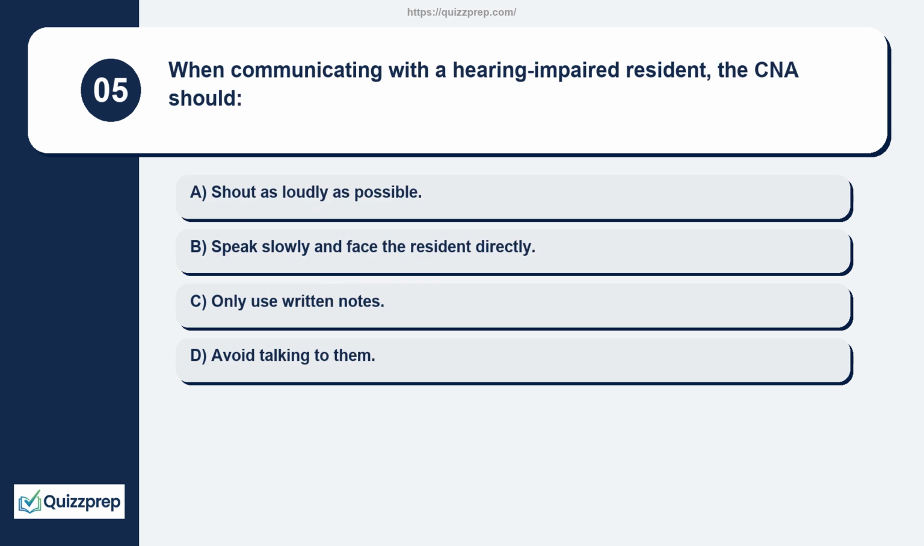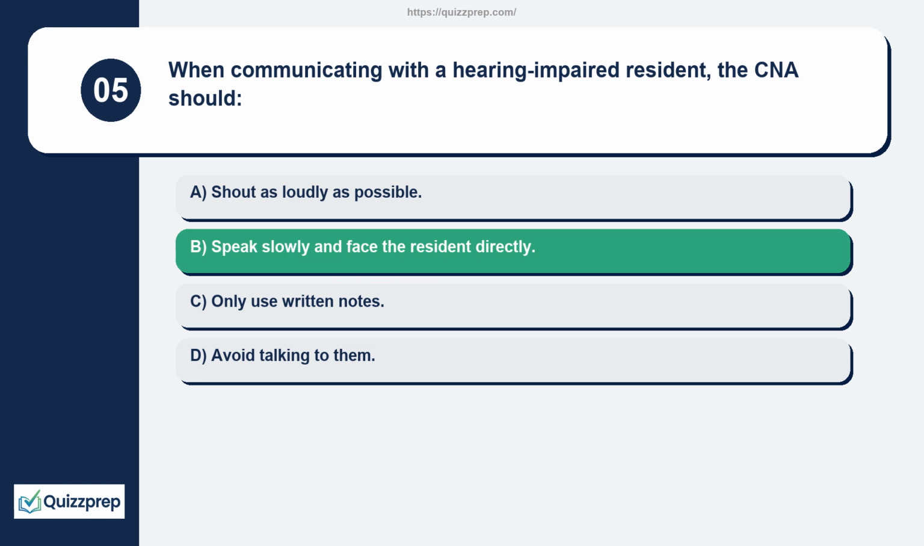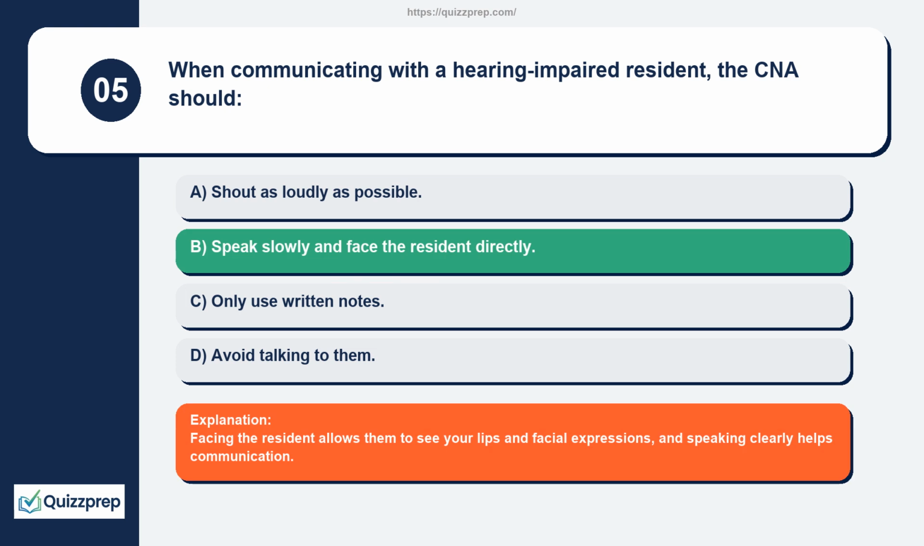Question 5. When communicating with a hearing-impaired resident, the CNA should: shout as loudly as possible, speak slowly and face the resident directly, only use written notes, avoid talking to them. Facing the resident allows them to see your lips and facial expressions, and speaking clearly helps communication.